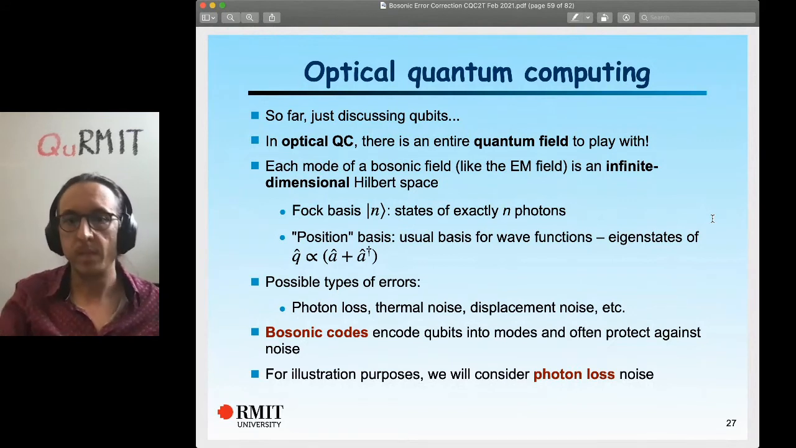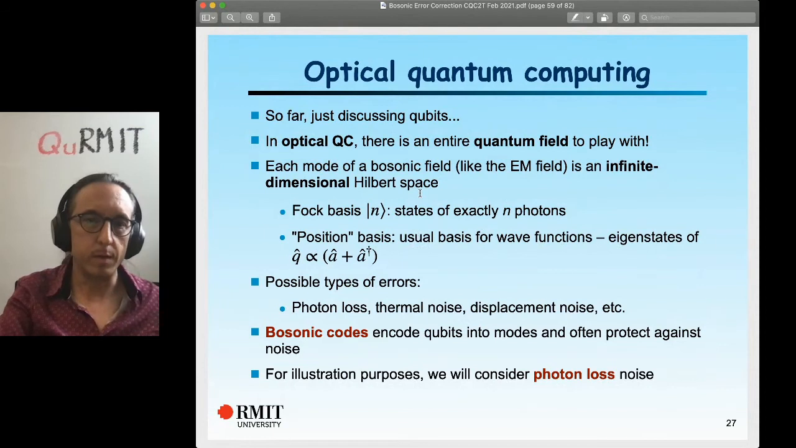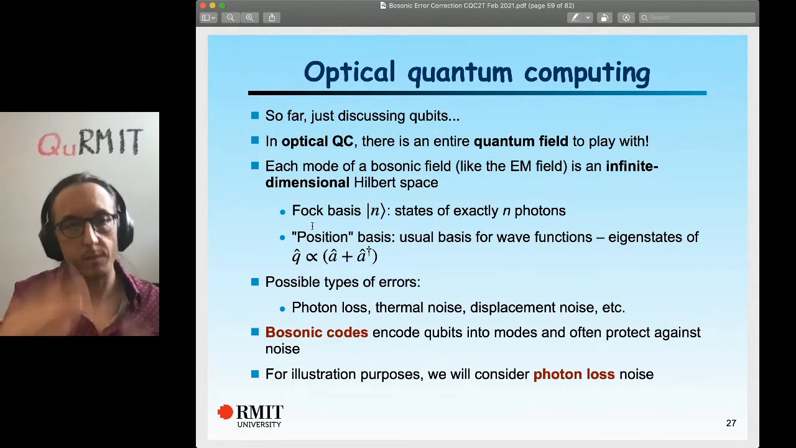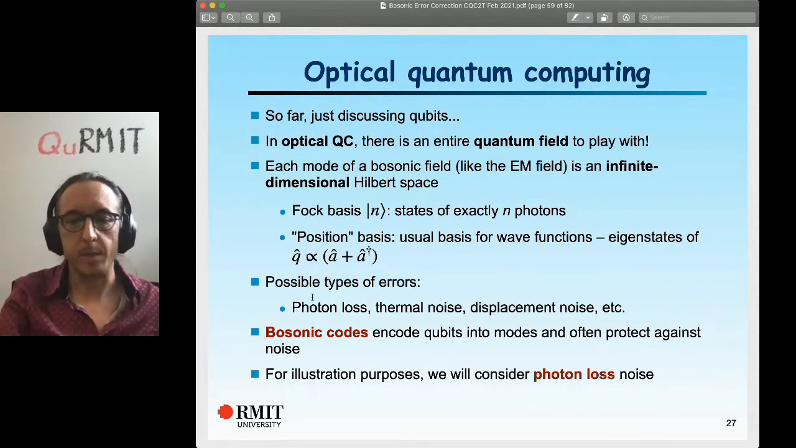one for each mode. The Fock basis is states of exactly n photons in a given mode. But we also have another basis, the position basis, which are eigenstates of A plus A dagger. And this is the usual basis for wave functions. And so every mode of a Hilbert space can be described using a wave function as well. There's many possible types of errors: photon loss, thermal noise, displacement noise, etc. And bosonic codes encode qubits into modes, and sometimes, hopefully, protect against noise.